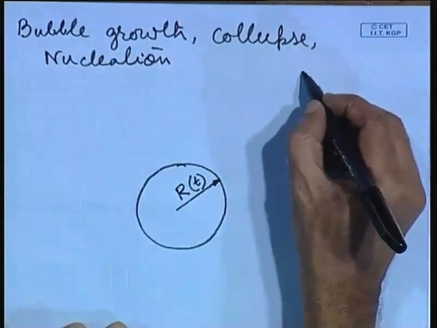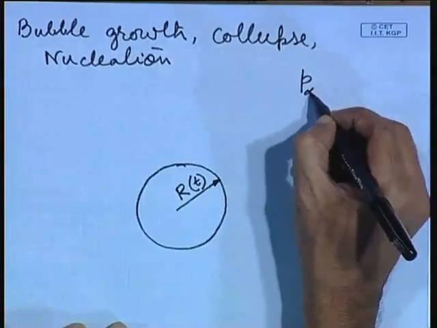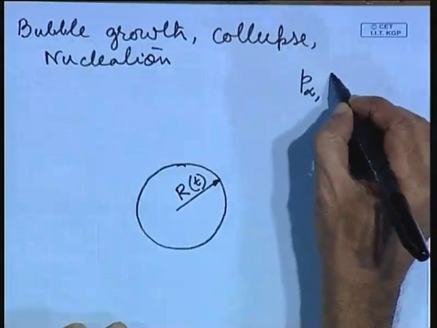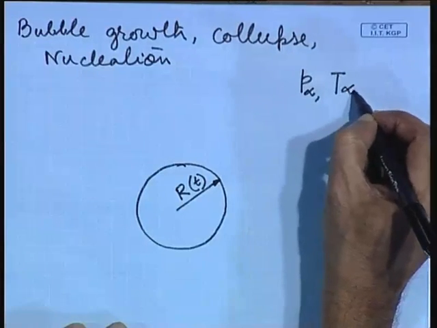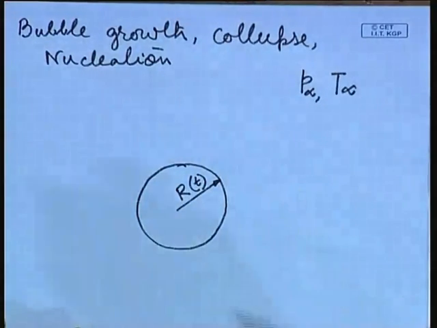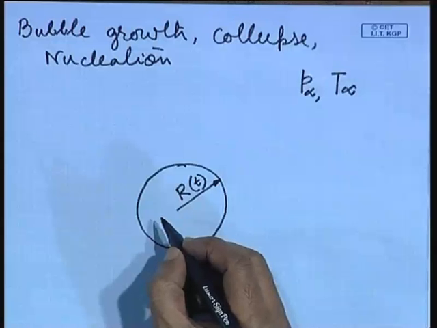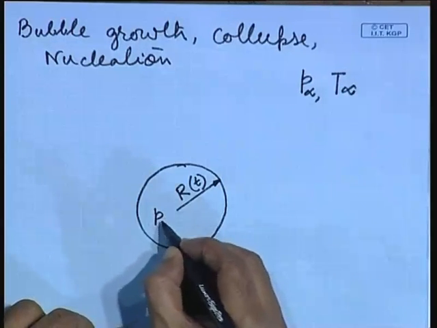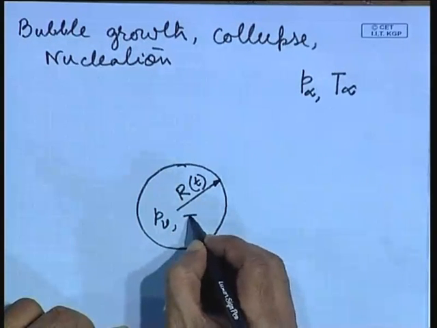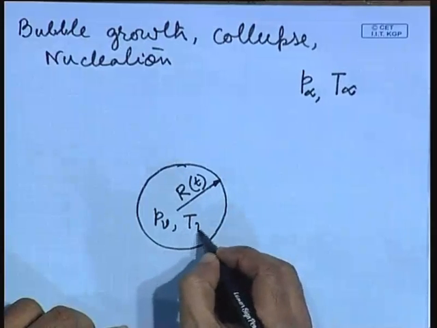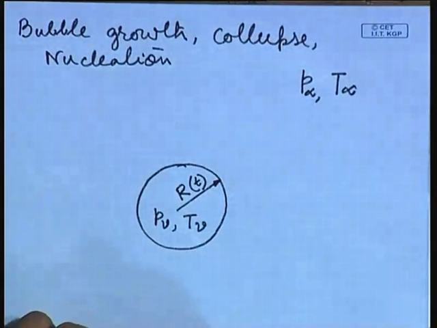So, this bulk of liquid far from the bubble has a pressure of P infinity and a temperature of T infinity, whereas inside the bubble we have the pressure P v and temperature T v.